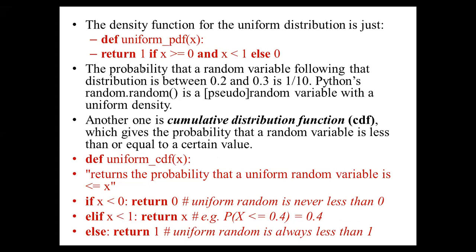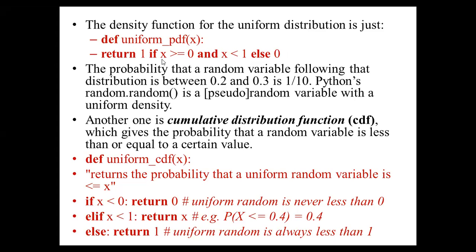Uniform distribution: if x is greater than or equal to 0 and less than 1, then we return 1, else we return 0. Okay, so this is a uniform distribution. It means that I'm passing some x value and checking whether this x value is greater than 0. If so, then we will return 1.